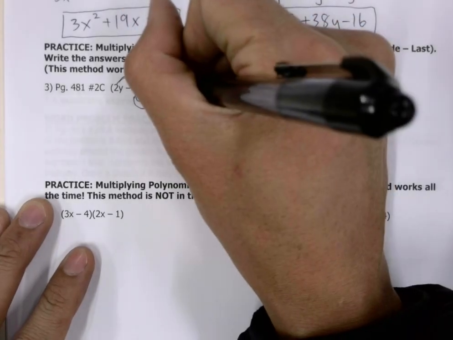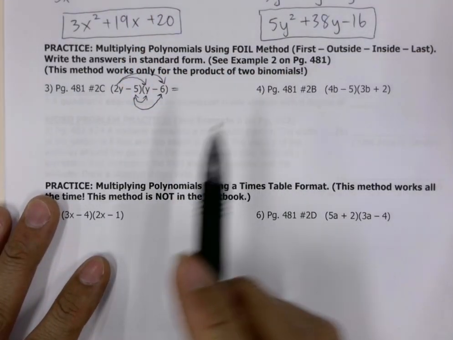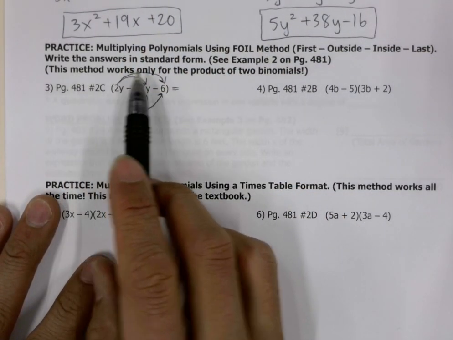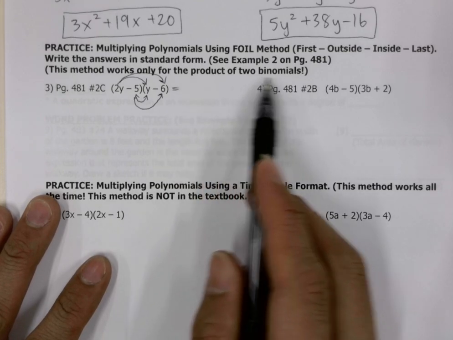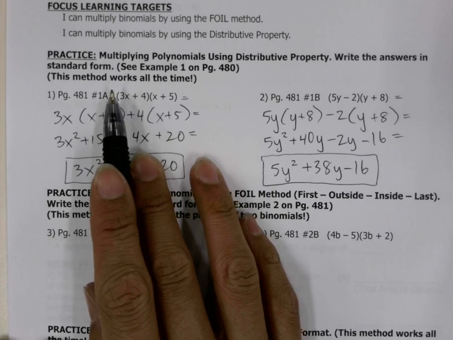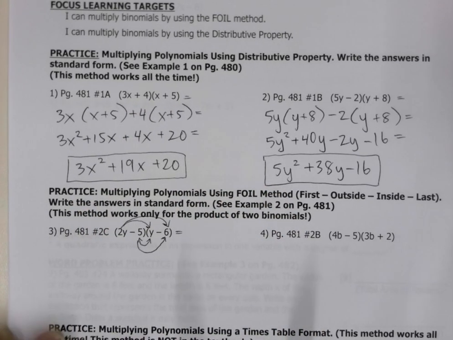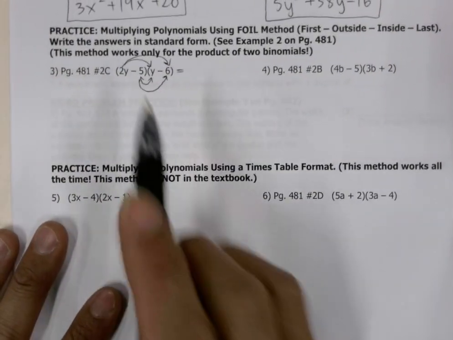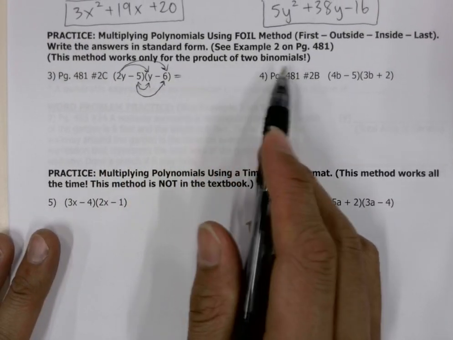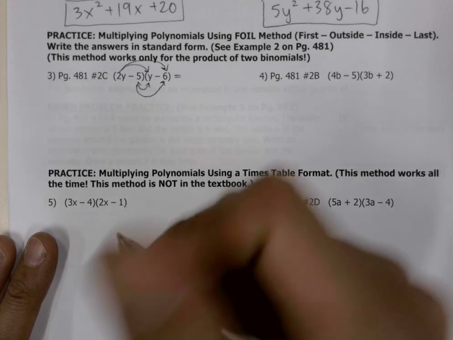Okay. So let's go ahead and apply that. And you need to be aware that this method only works for the product of two binomials. Right. This method up here, the distributive property, works for any number of terms in the polynomial. But this FOIL method only works for the product of two binomials. So let's go ahead and try it.